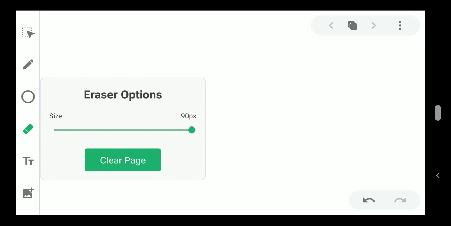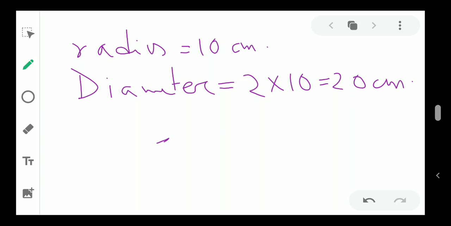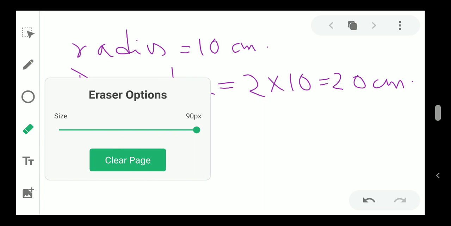So it was all about the circle. Basically in a circle, what you need to know is that if you multiply the radius by 2, you will get the length of the diameter. If I give you a circle with a radius of 10 centimeters, the diameter will obviously be twice that, that means 20 centimeters. Okay, so you know what a chord is and the other things.